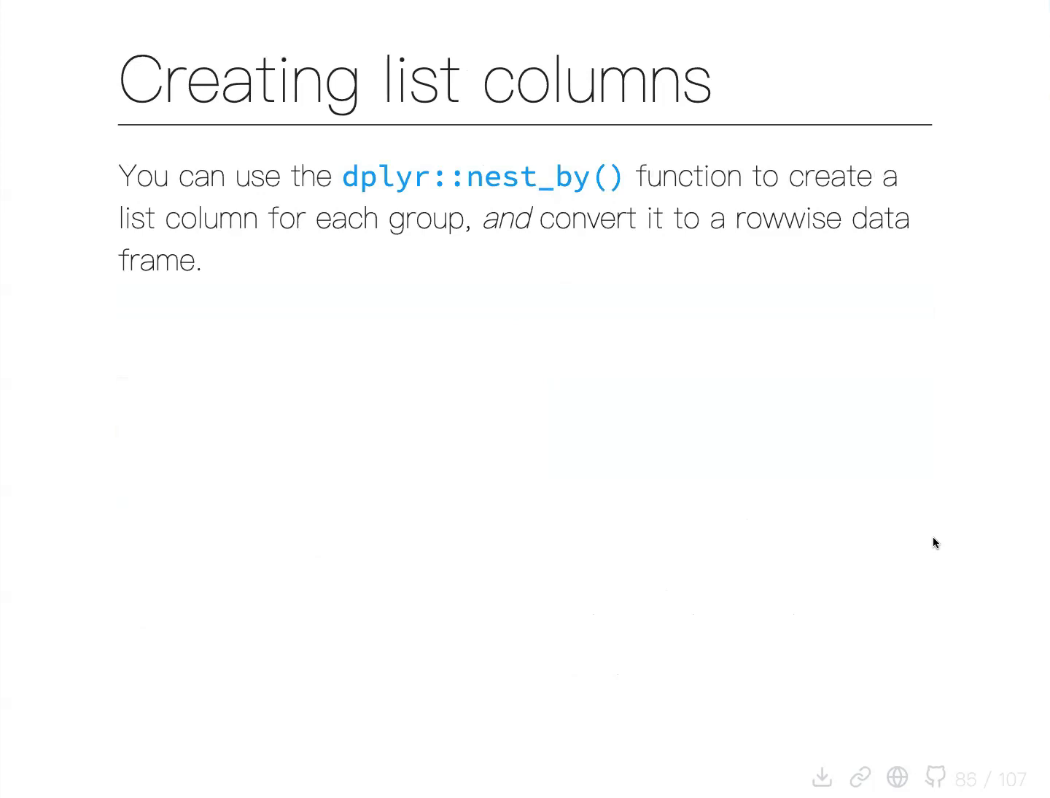Because this ends up being such a helpful operation, dplyr also gives you another helper shortcut, which is called nest_by, okay? And nest_by works just like nest with one exception, which is it's going to group by those variables and then create the list column, and it's going to put it in a row-wise data frame, okay? All at once. So it groups by those variables, it nests after that, and then it puts the data frame in a row-wise framework, okay?